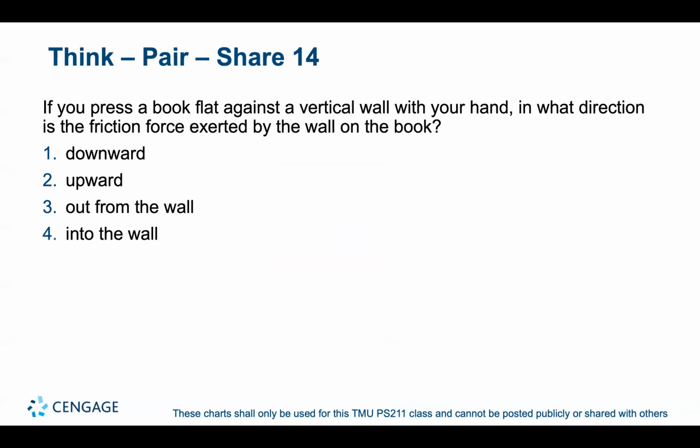So here's a question for us to be quickly thinking about. We'll just have a few, and then we'll just briefly go over these. If you press a book flat against a vertical wall with your hand, in what direction is a friction force exerted by the wall on the book? And the answer is it's out of the wall. Friction forces are always parallel to the surface in contact.